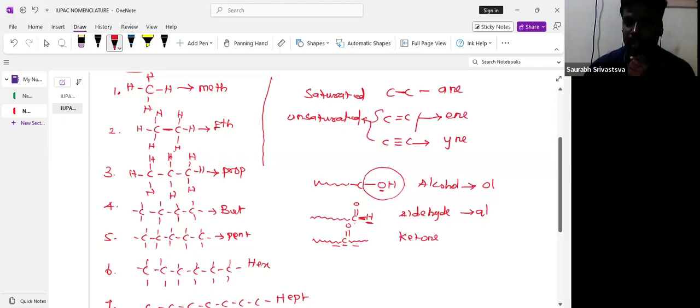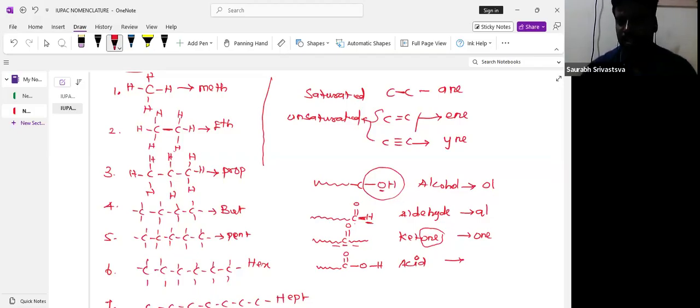If it is a ketone, you have to take the terminal, and then ONE should be added as a suffix. Next, suppose it is a long chain with C double bond O, connected with another O and one more hydrogen. If that hydrogen is present, it is called an acid, or carboxylic acid. The acid has the COOH group, so we add OIC, acid.